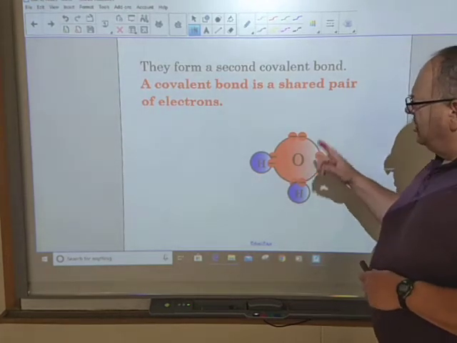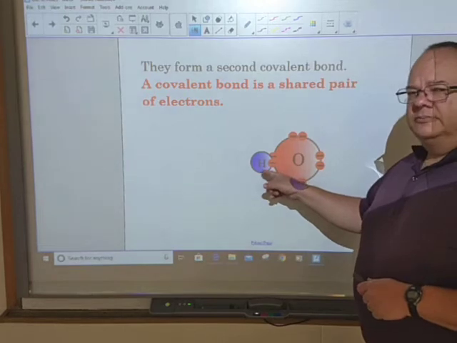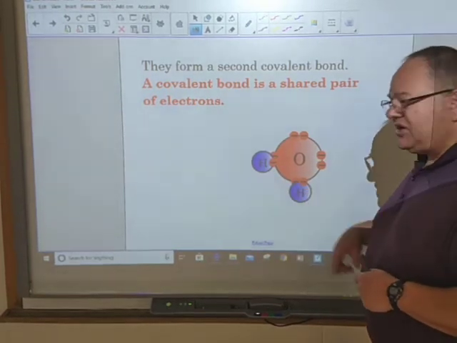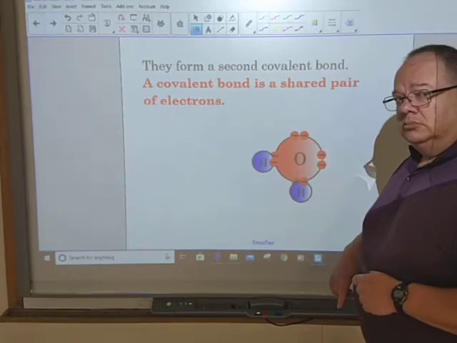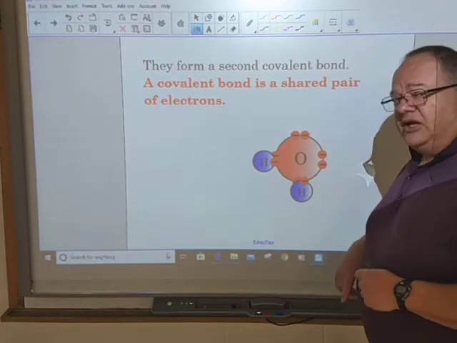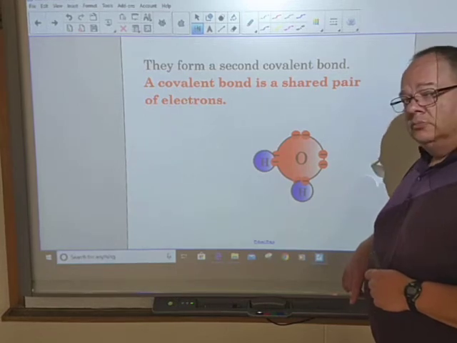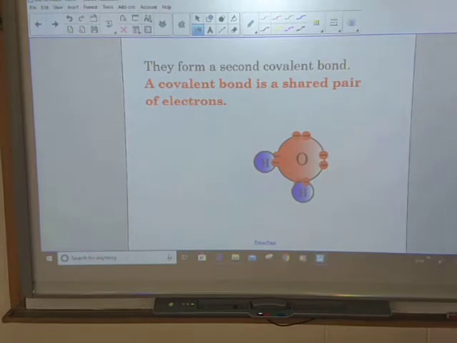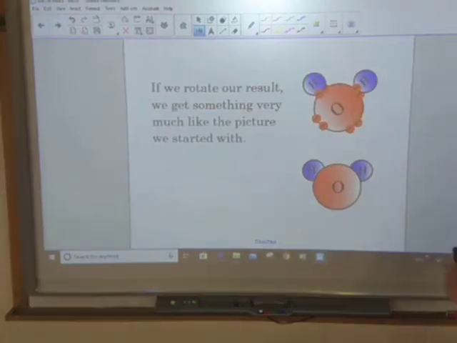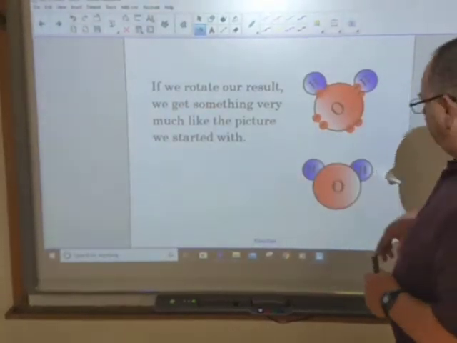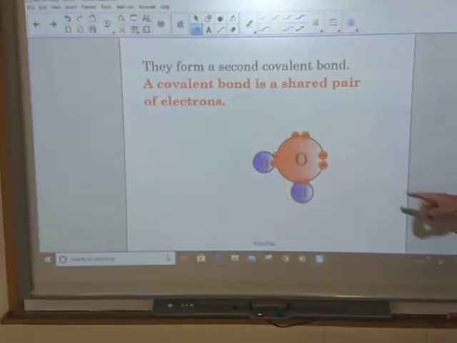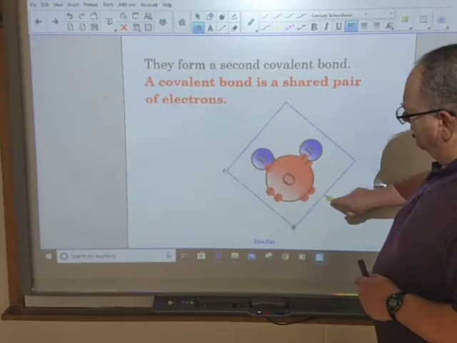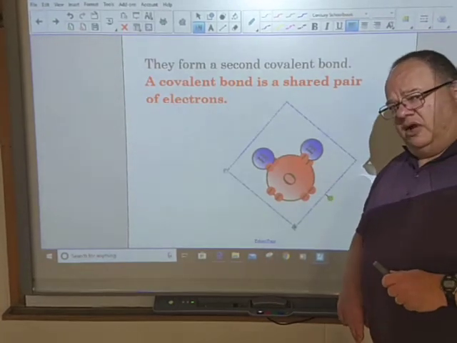So how many bonds did this hydrogen make? Hopefully you saw 1. How many bonds did this hydrogen make? 1. How many bonds did the oxygen make? 2. Now, if I took that model that I just had here and rotated it, doesn't that kind of look like our Mickey Mouse head?